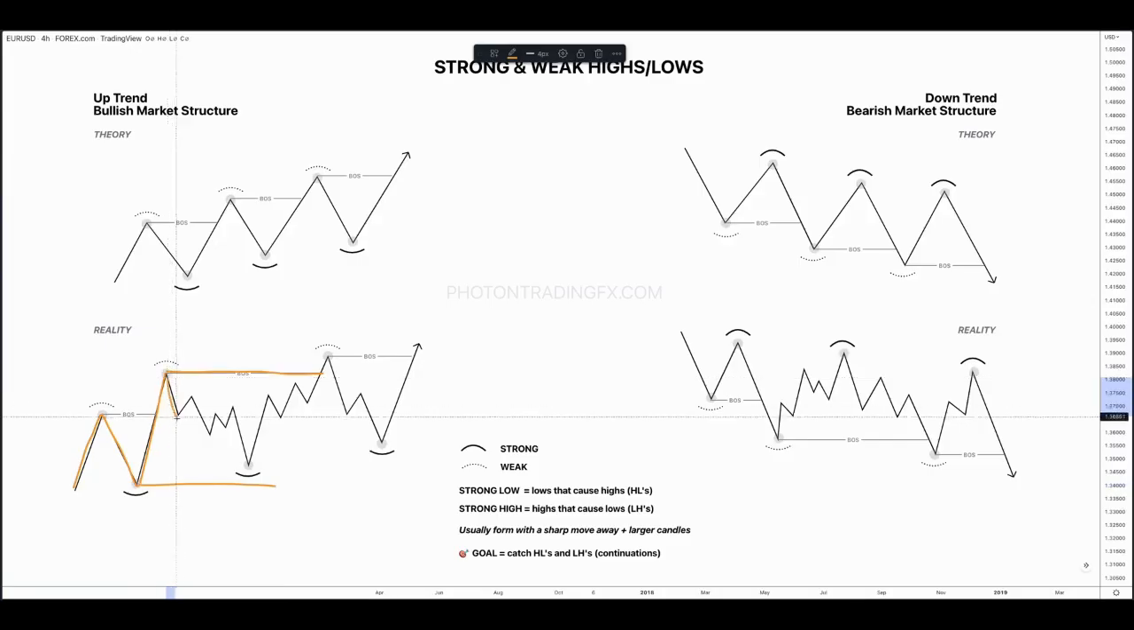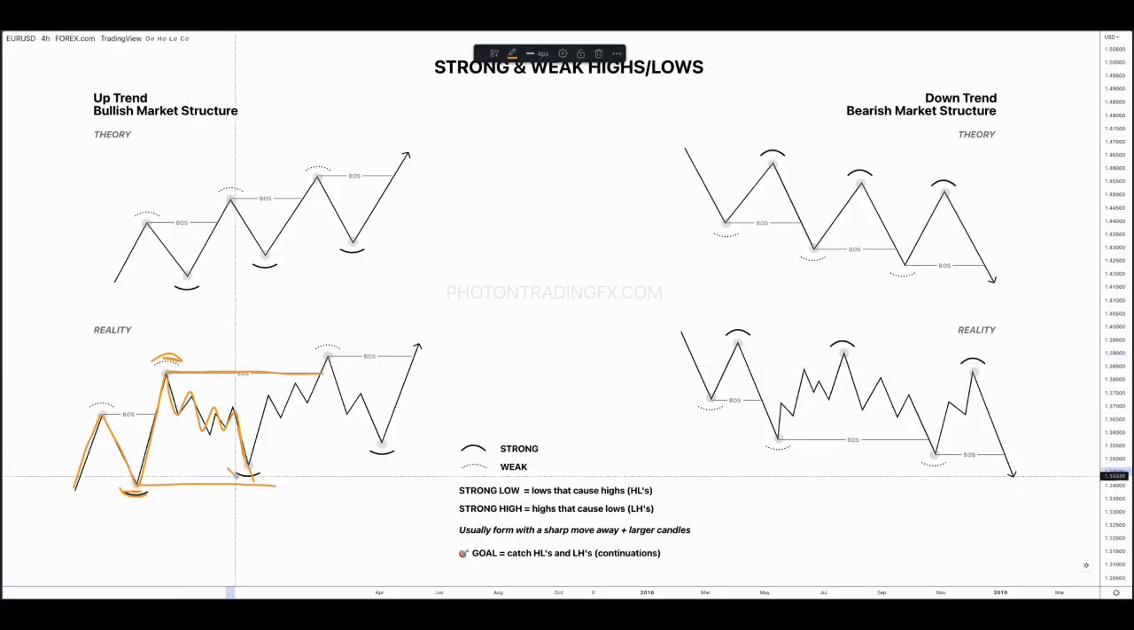So price can do whatever it wants in between, right? Remember, we just expect that this strong low is going to be protected because it broke structure. So we know there's a lot of money that has a vested interest, let's say, to keep this low protected. So price can come all the way down. It can literally have a double bottom, but as long as it doesn't break it, then the structure is still bullish. This low is still strong, it's still intact, and this high is weak because it hasn't broken anything.